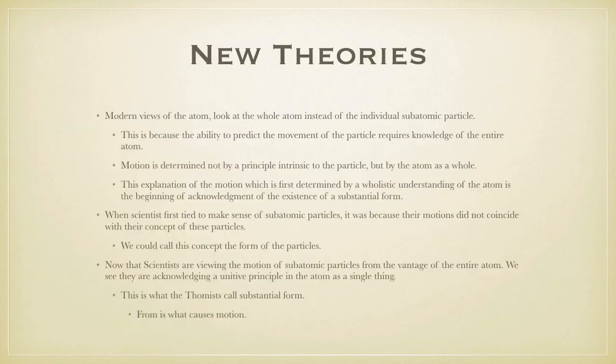The downfall of the traditional mechanistic view has led to man embracing all sorts of new theories. Though there is much attempt to restore the age-old theory of reductionism, new theories try to understand the motion of these particles through looking at the atom as a whole, instead of just looking at the individual subatomic particles. This is because, to predict the motion with great probability, one must have a knowledge of the entire atom, and not just a particular subatomic particle.